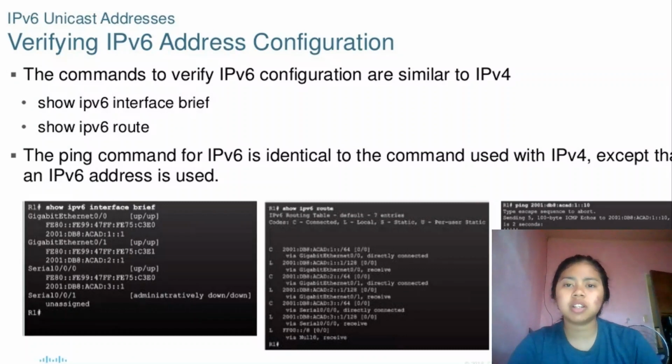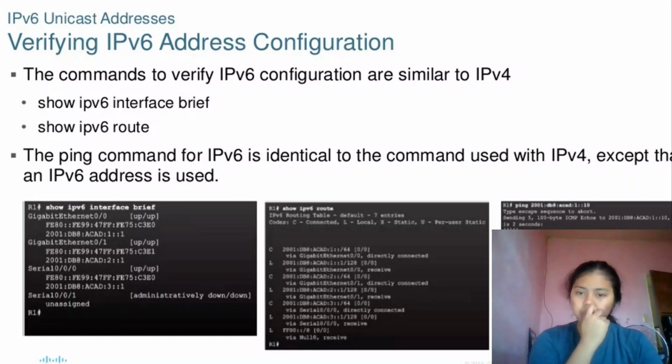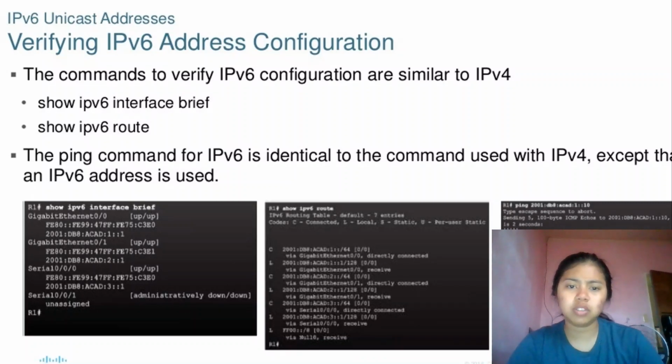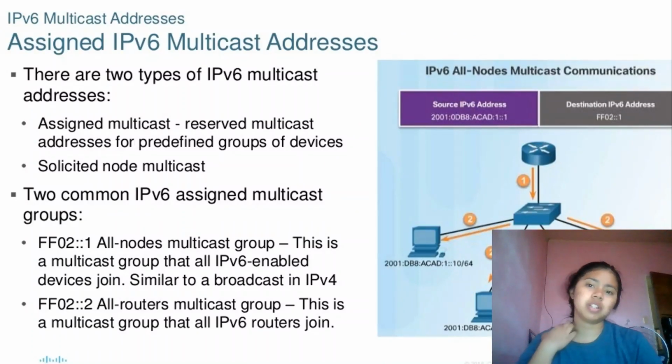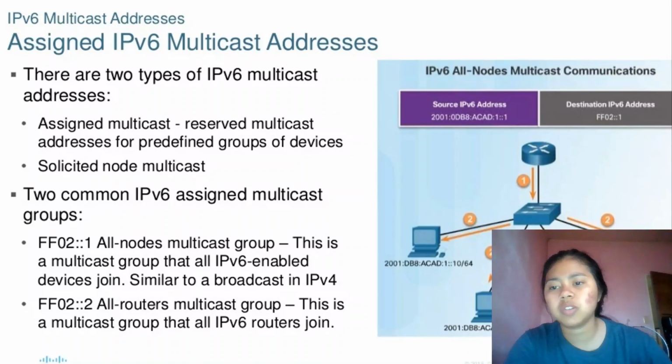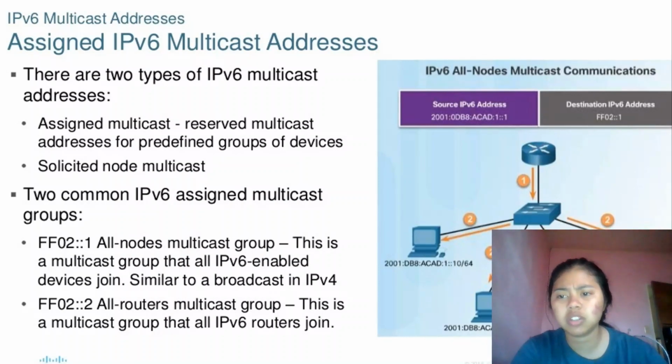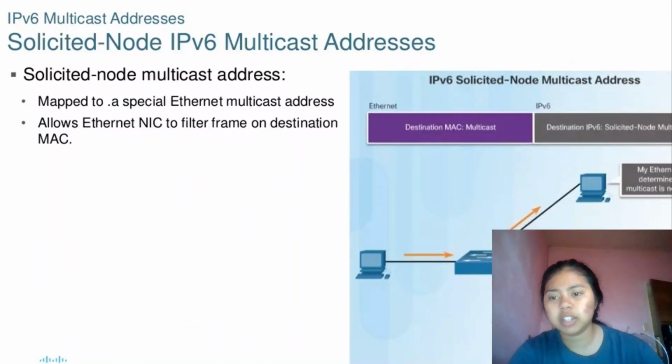Verifying IPv6 address configuration. The commands to verify IPv6 configuration are similar to IPv4. The ping command for IPv6 is identical to the command for IPv4, using an IPv6 address. Assigned IPv6 multicast addresses: there are two types of assigned multicast, and the solicited-node multicast address.